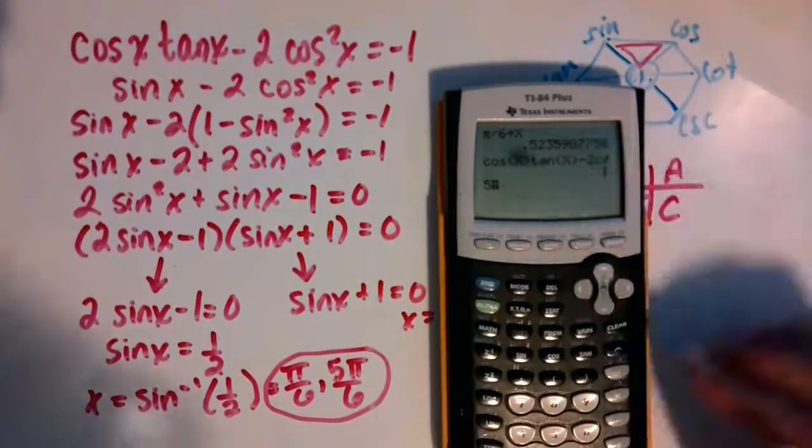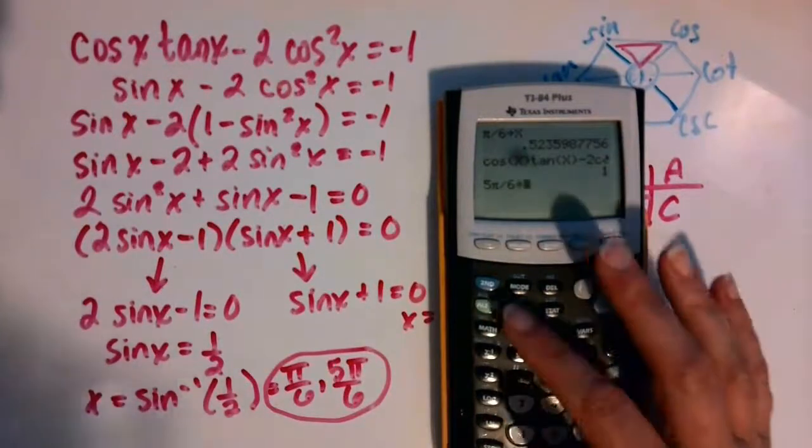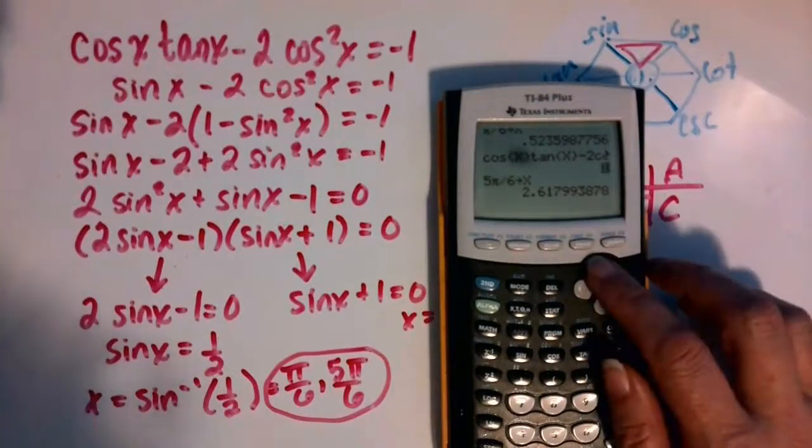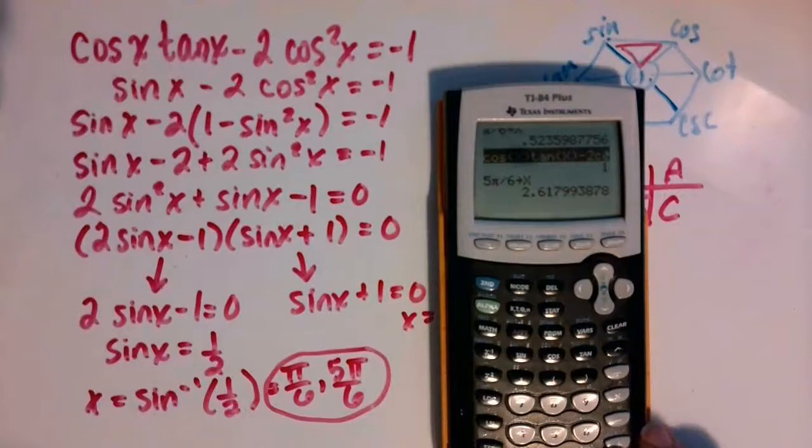Okay, next we're going to check 5 pi over 6 by storing that as the new x. Then we can arrow up to that equation, press enter. That'll copy it down so we don't need to retype it, and press enter again. We get a 1, and so that answer checks.